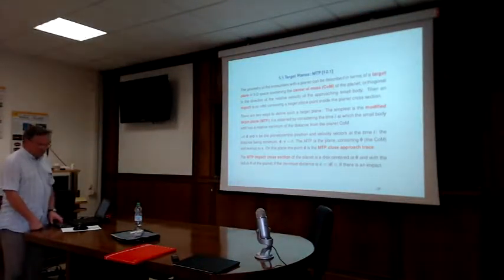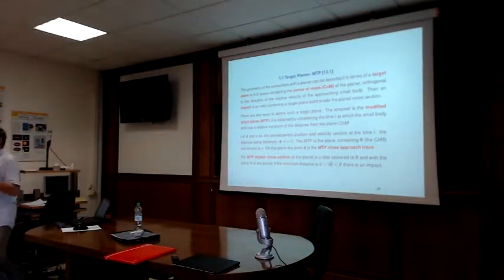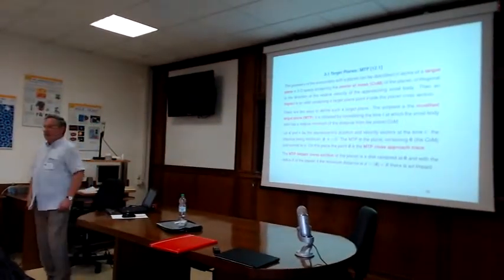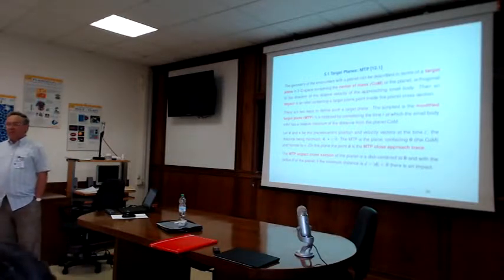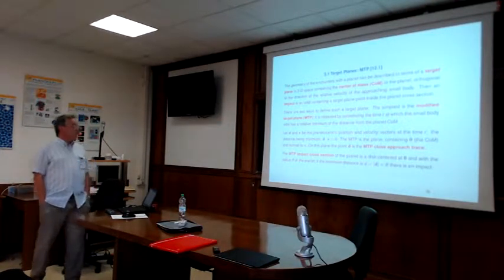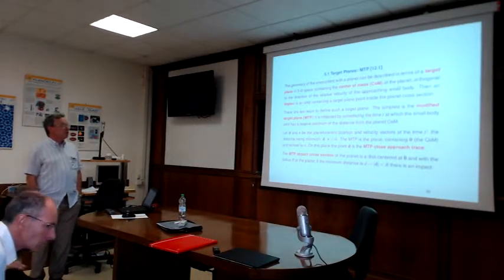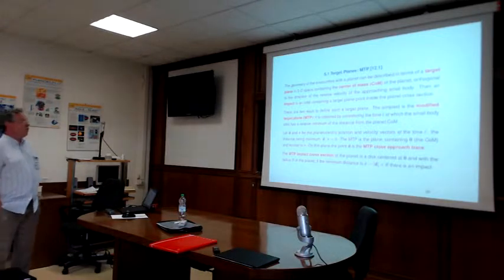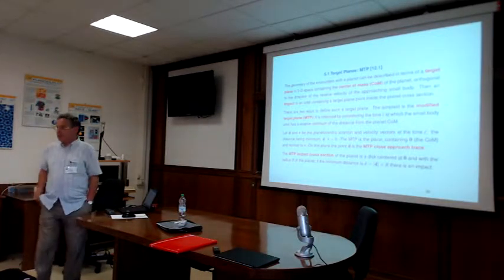Now, to describe this property and to do a probabilistic interpretation of impact monitoring, we need to use the notion of target plane. A target plane is a plane which passes through the center of mass of the planet and is orthogonal to the direction of relative velocity of the approaching small body. There are actually two versions of target plane.